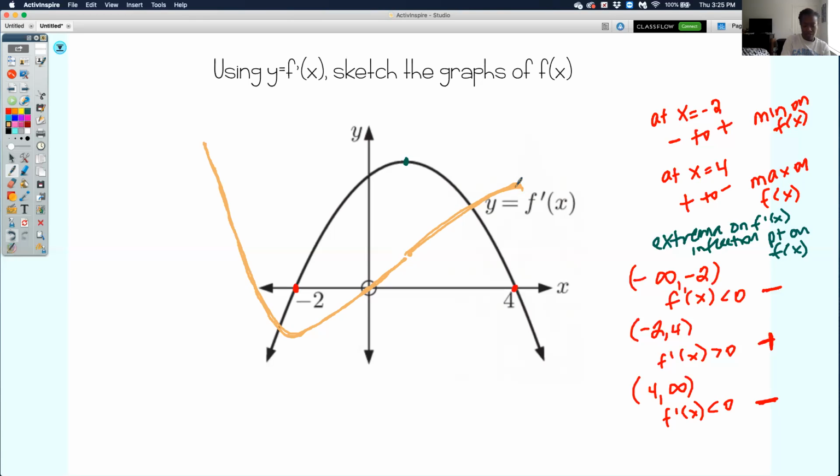After 4, I should be decreasing because my first derivative is negative. So then here we have our original function with extrema at -2 and +4, and a point of inflection at that extrema on my first derivative. So I'm hoping this made sense. I'm hoping after doing a few more examples, it becomes easier for you guys. Just make sure that you do your homework and bring your questions to our next class.